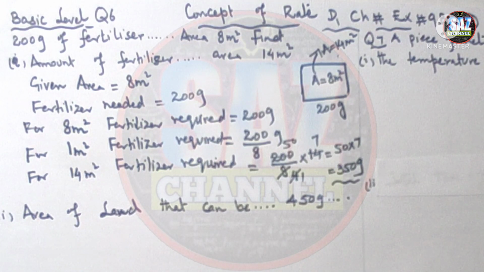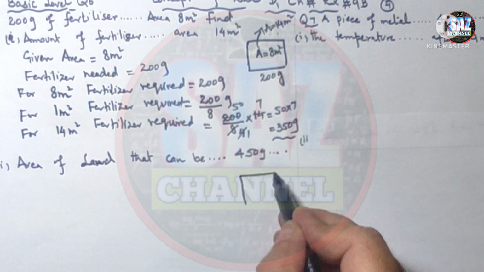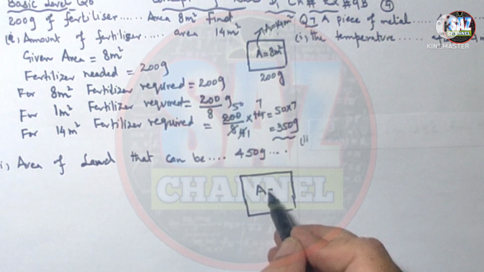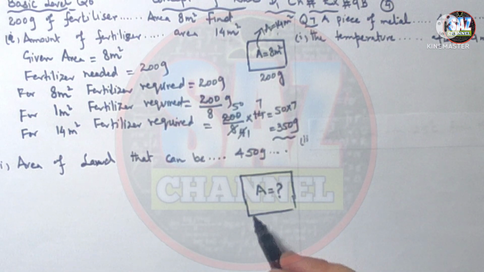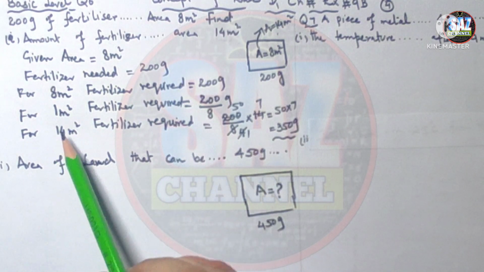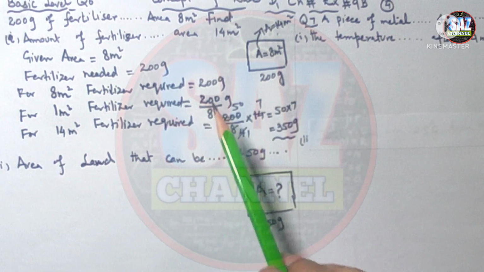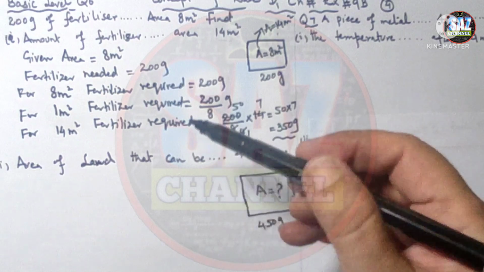Now the second part says the area of the land that can be fertilized by 450 grams of the fertilizer. We need to find the area of the land, which we do not know. Now try to understand the question: here we are given that if area is 1 meter square, then we need the fertilizer that is 200 by 8.